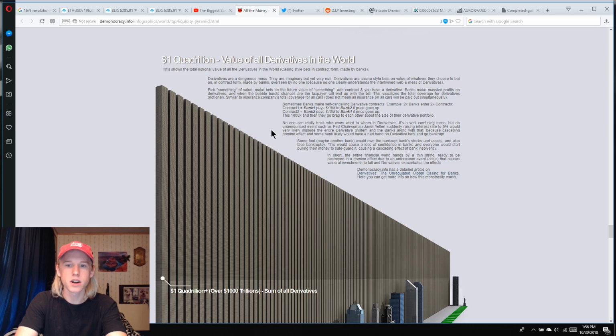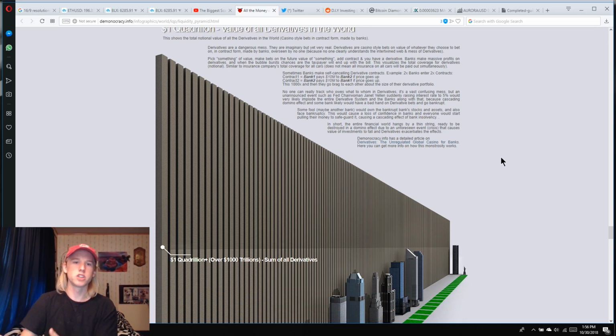This would cause a loss of confidence in banks, and everyone would start pulling their money to safeguard it, causing a cascading effect of bank insolvency. In short, the entire financial world hangs by a thin string, ready to be destroyed in a domino effect due to unforeseen events, a crisis that causes the value of investments to fall, and derivatives exacerbate the effects. But anyways, that kind of explains what a derivative is and how derivatives are used. It's just like a contract.